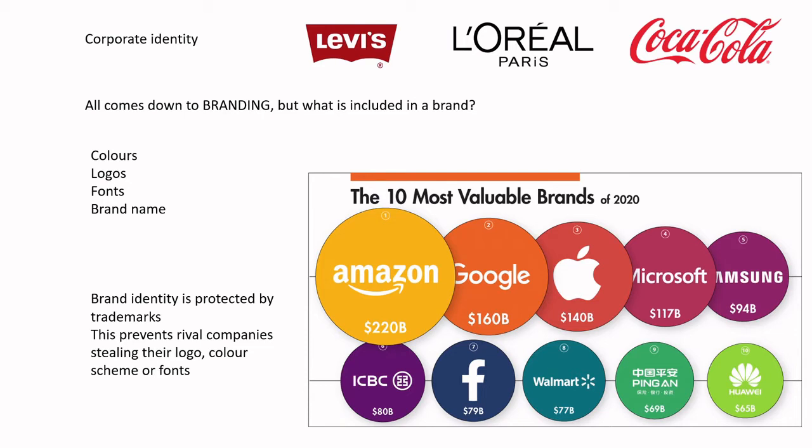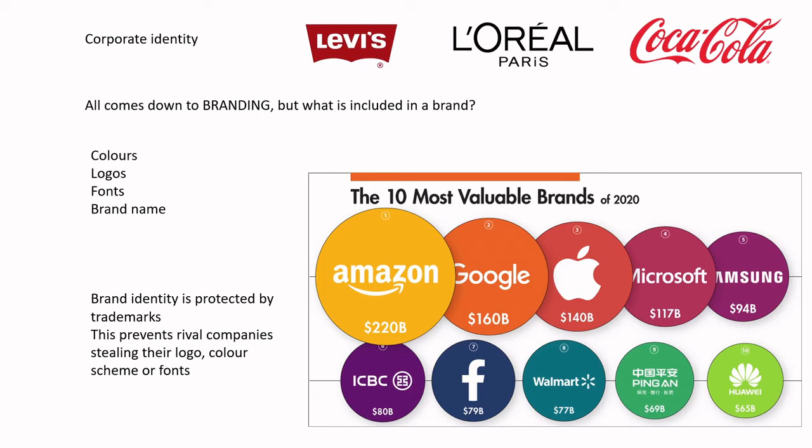Logos, which is probably one of the most important things. That's the symbol that represents their brand. Then certain fonts, the most famous one being Coca-Cola, along with their brand name. Those are the bits within a company's brand that create their corporate identity of who they are. So they are very, very protective of it, and it's what makes them stand out from rival companies.